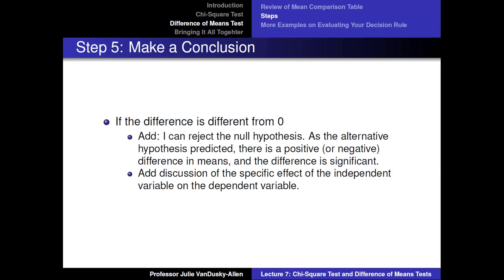Step 5 is making a conclusion. If the difference is different than 0, you add, the null hypothesis stated that there was no difference in means. I reject the null hypothesis. As the alternative hypothesis predicted, there is a positive or negative difference in means, and that difference is significant. Then you add a discussion of the specific effect of the independent variable on the dependent variable.